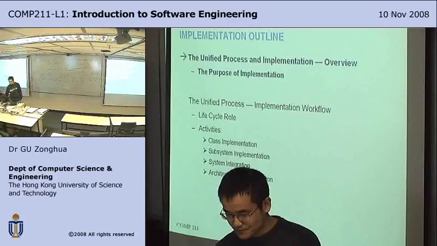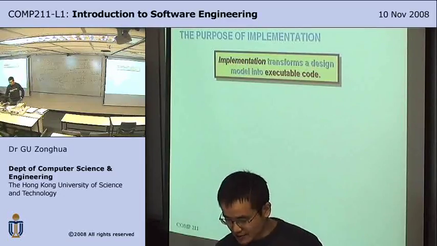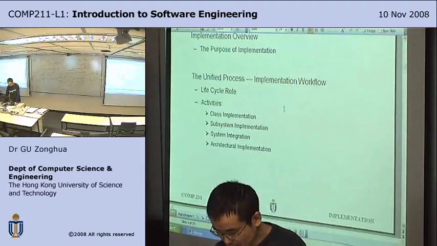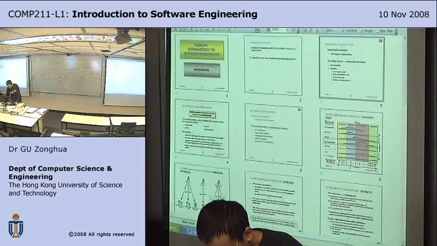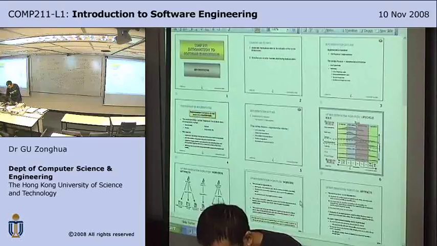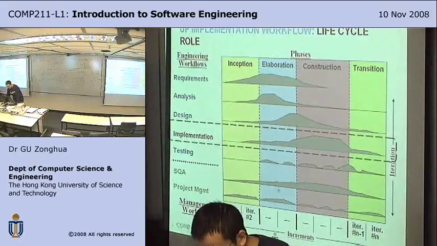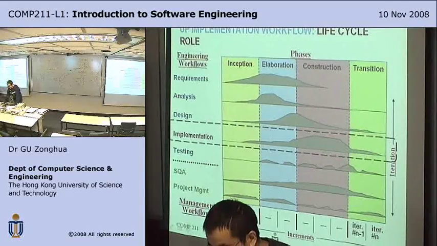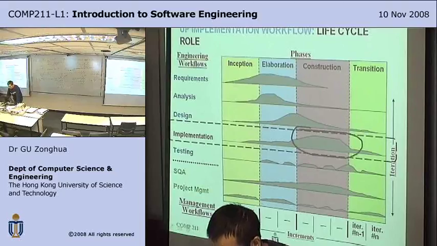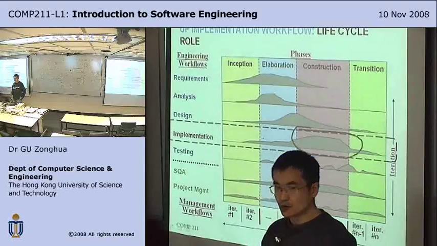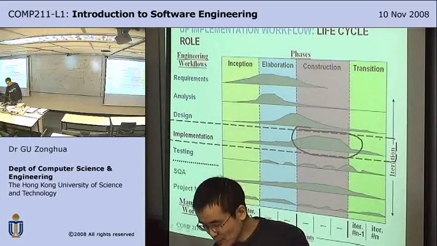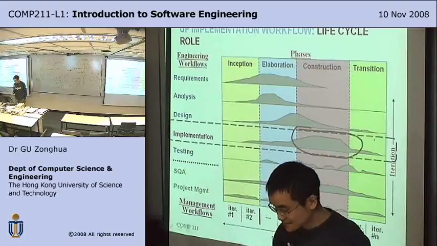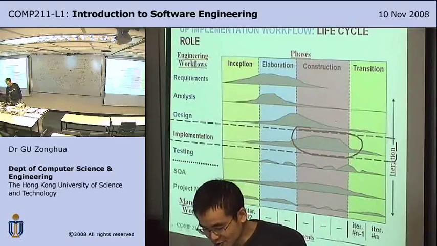So, unified process. I think there's a unified process diagram. Yeah, see here. Unified process implementation view. Now the implementation happens mainly during the construction phase. There's a little bit of implementation in the inception and elaboration phases for prototyping, and some implementation in the transition phase for bug fixing. But the main implementation takes place during the construction phase.